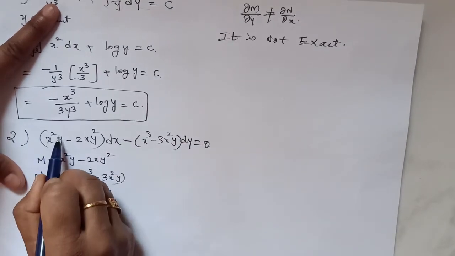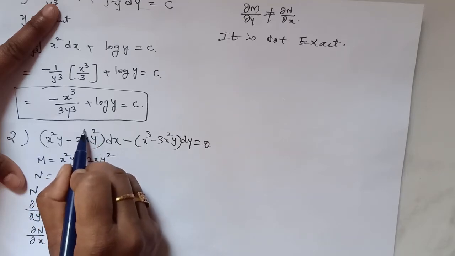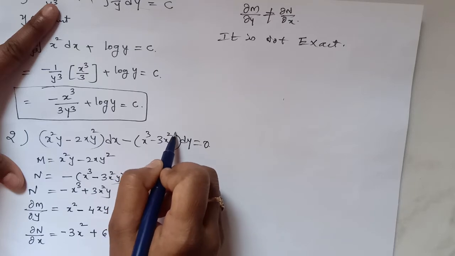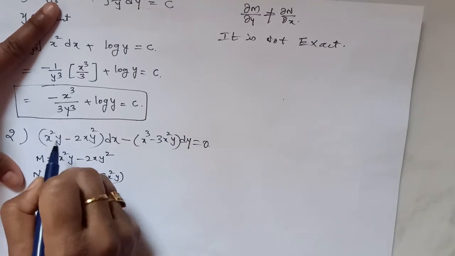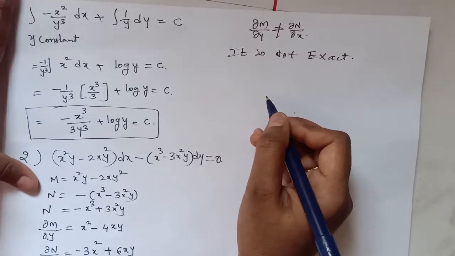See, x square y power 1, 2 plus 1 is 3. Here x power 1 y square, 2 plus 1 is 3. x cube and y square, x square and y power 1, so 2 plus 1 is 3. Okay, each and every term is having the same degree. Therefore, it is a homogeneous differential equation.